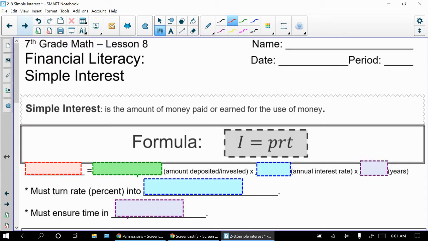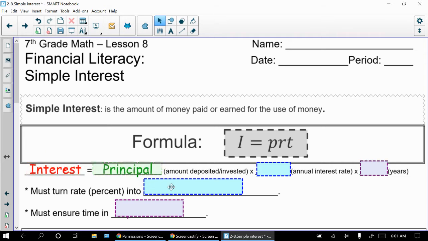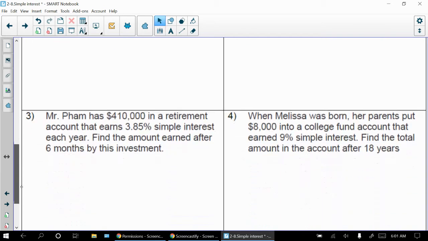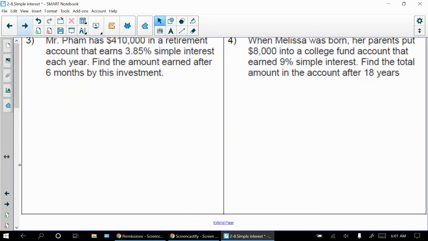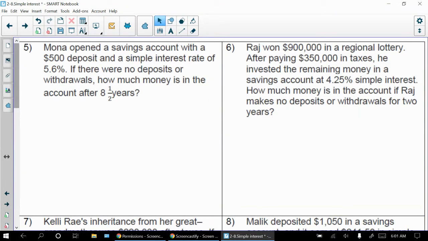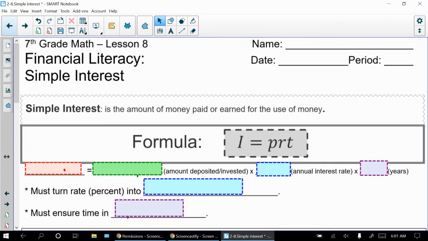All right, so let's review again. What do each of these letters represent? We have interest, principal, something that's deposited or invested, rate, and time. Remember, turn it into a decimal. Make sure you got the amount of years. And then you notice that there is 10 problems. I'm not doing all of them with you. Some of these you're going to have to do yourself.